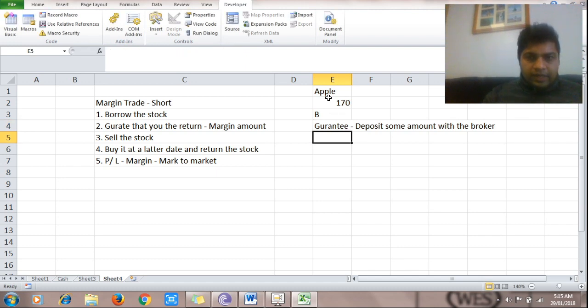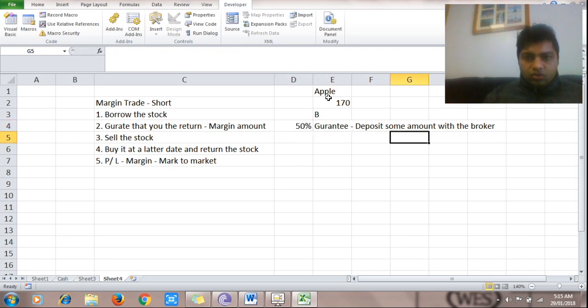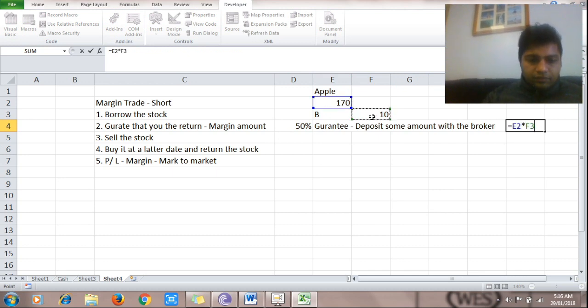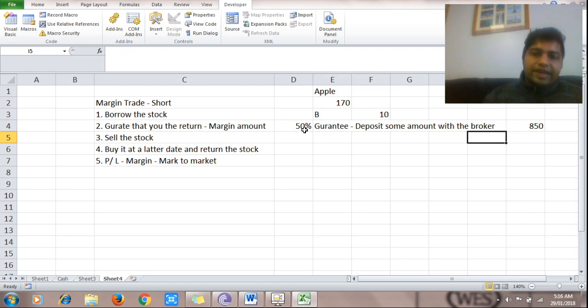Okay, so you deposited, let's say 50% as the initial margin required. You are trading on 10 stocks, so you are borrowing 10 stocks. So the total amount you deposit is 170 multiplied by 10 multiplied by 50%. So you deposited $850 with the broker to trade.